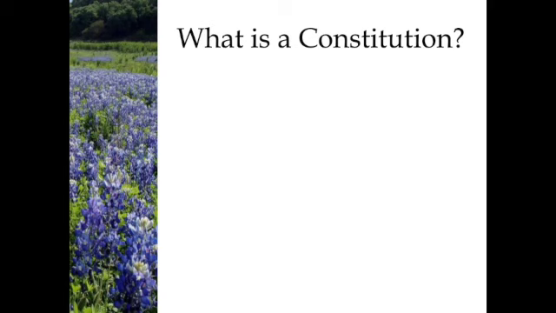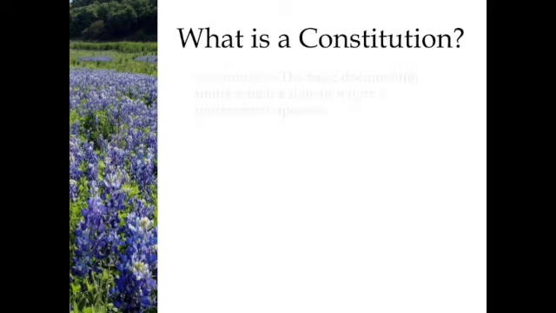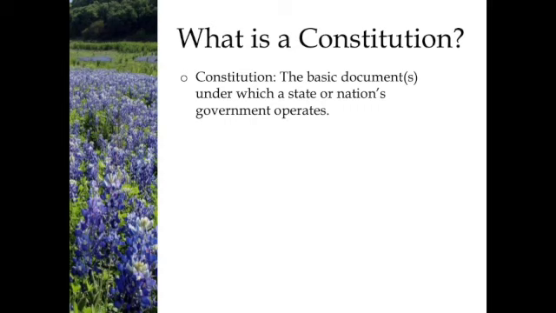So what we really want to know is, what is a constitution? At its basic core, a constitution is just the documents under which a state or national government operate. And it is just meant to be the broad strokes. And you don't have to have just one constitution. You can have multiple documents that collectively are considered a constitution, but we're just talking about the basic framework of government.